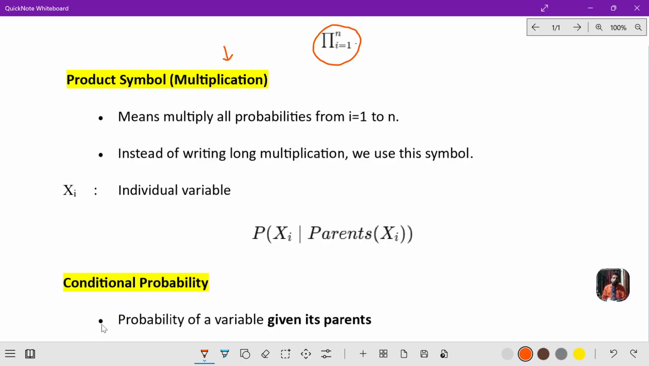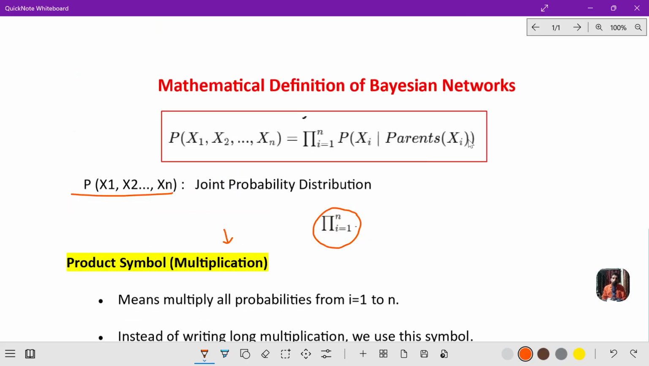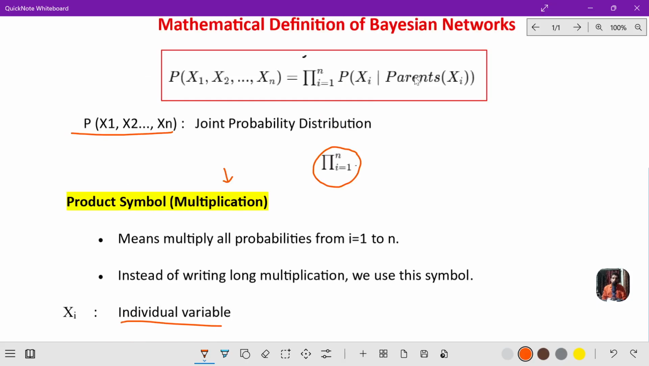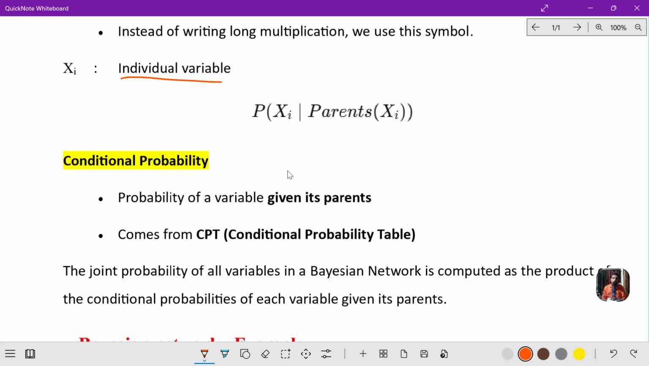So you observe here, instead of writing a long multiplication, let us say i equals 1 to 10, that is 1 into 2 into 3 and so on up to 10. Instead of writing that long multiplication, this is a mathematical symbol to represent the multiplication. Now we have one more thing, the individual variable. This xi is called the individual variable.